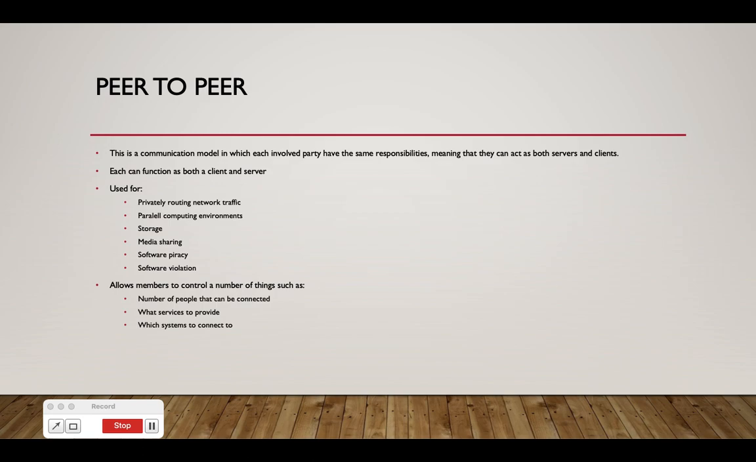So what is it mainly used for? It's mainly used for privately routing network traffic and parallel computing environments. It's used for storage, media sharing, software piracy, and software violation.